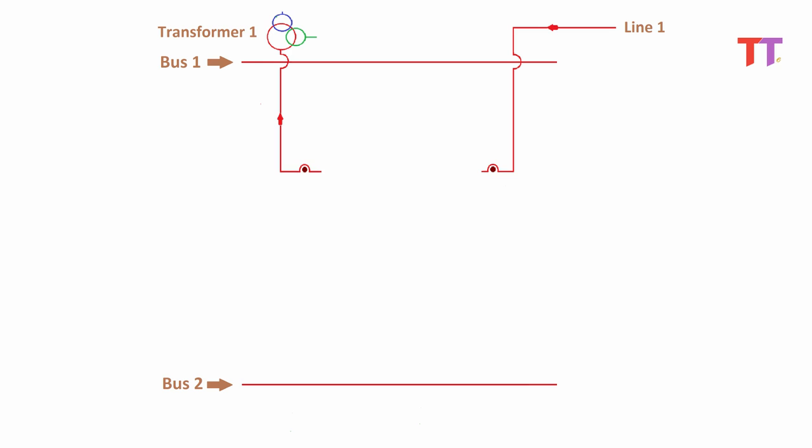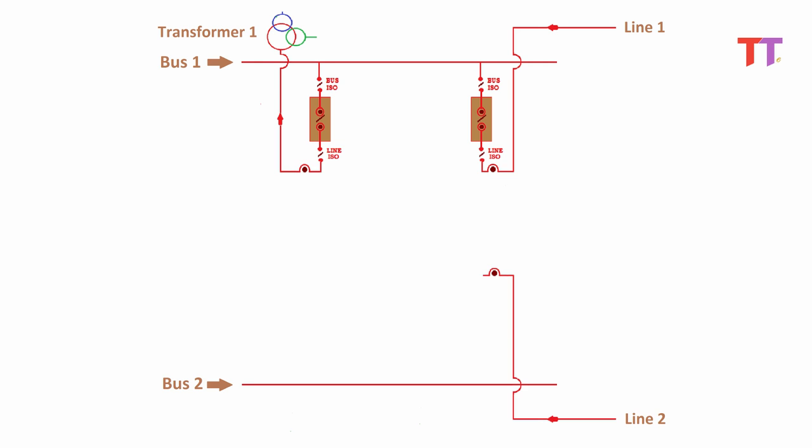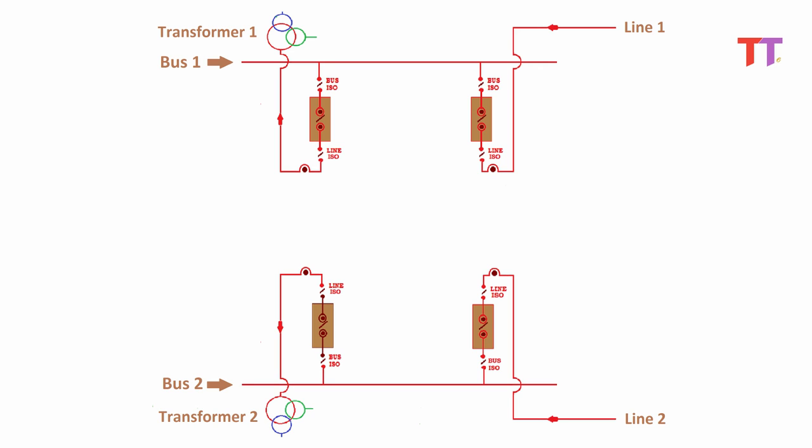Line 1 and transformer 1 are connected to bus 1 through breaker and isolators. Line 2 and transformer 2 are connected to bus 2 through breaker and isolators. However, as we can see, transformer 1 and transformer 2 are connected through a breaker called a tie breaker and isolators. Also line 1 and line 2 are connected through a tie breaker and isolators. Hence each bay is fed through its own breaker and tie breaker by both buses.